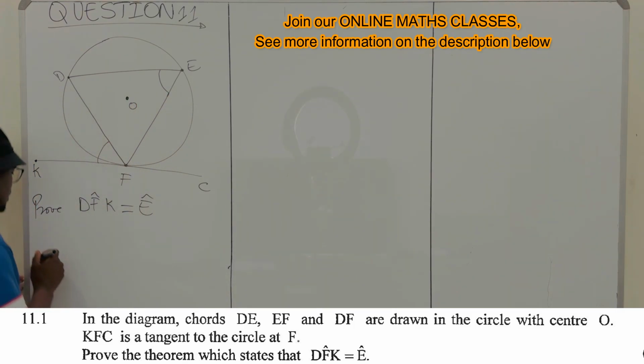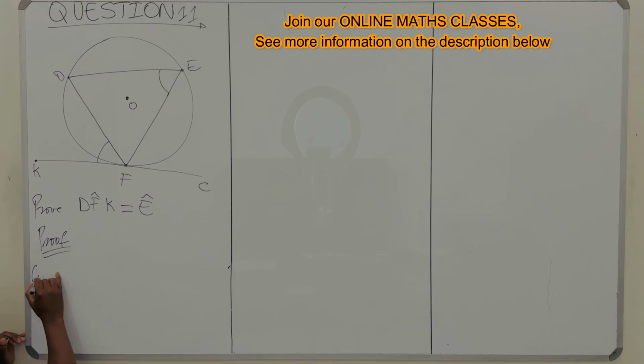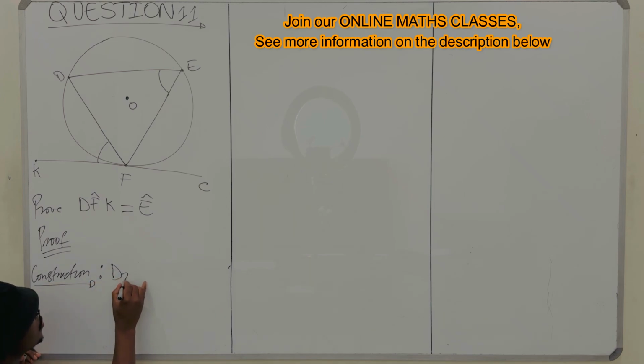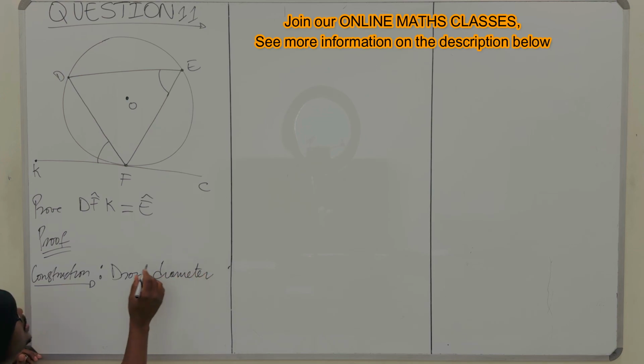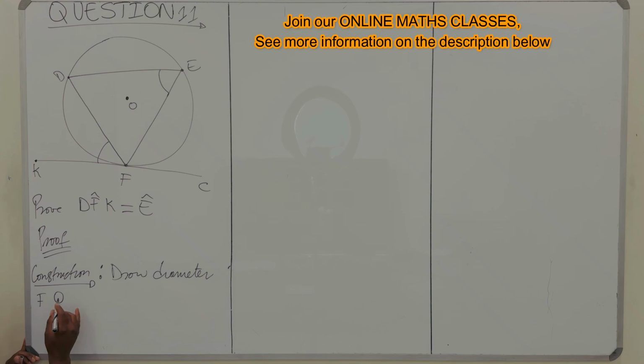Okay, so let's go over it. So this is our proof, right? We need to construct a few things first. Construction. Fine. What do we do first? We draw a diameter FO, let's say FOZ. Let's draw a diameter FOZ.